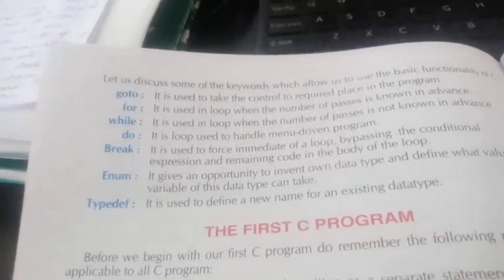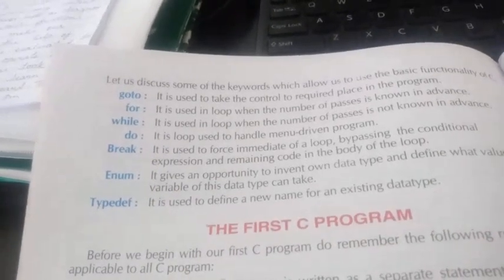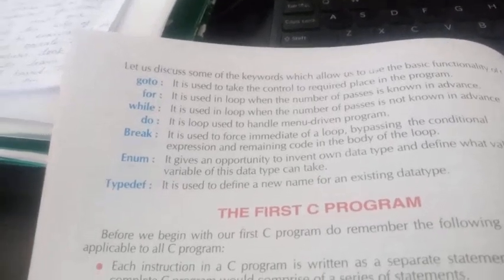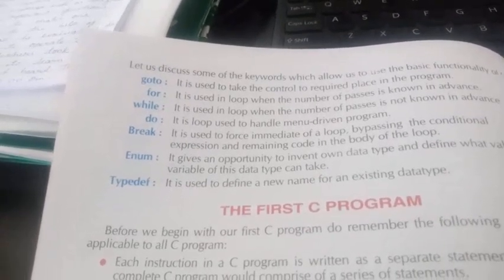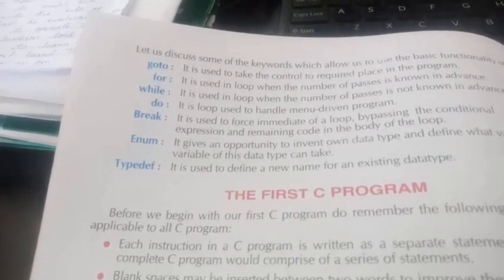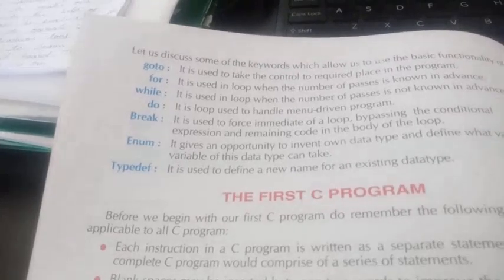Some of them have descriptions available. Goto is used to take the control to the required place; for is already explained; while and do are all used in looping; break, enum and typedef. So these are the keywords.